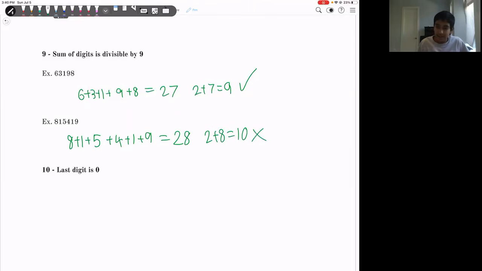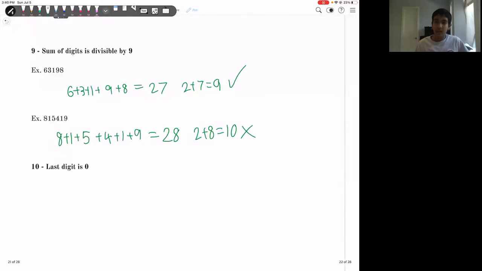Now 10 is obvious, the last digit has to be 0. I'm sure all of you already know this trick here. Any questions on this trick here?